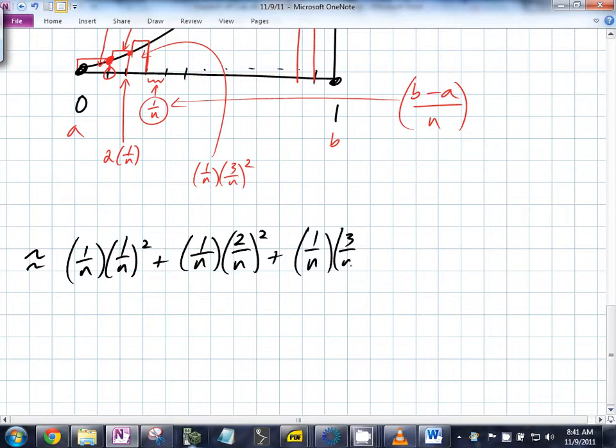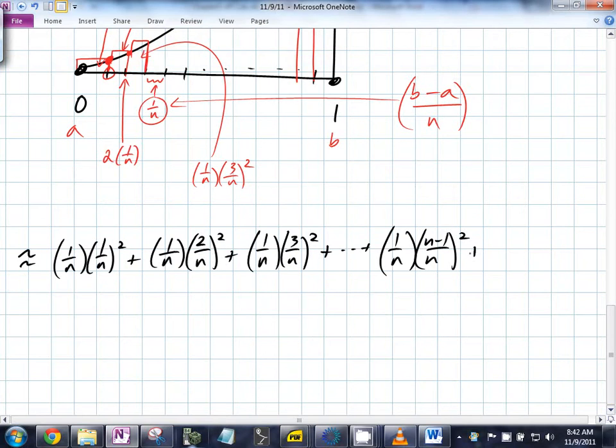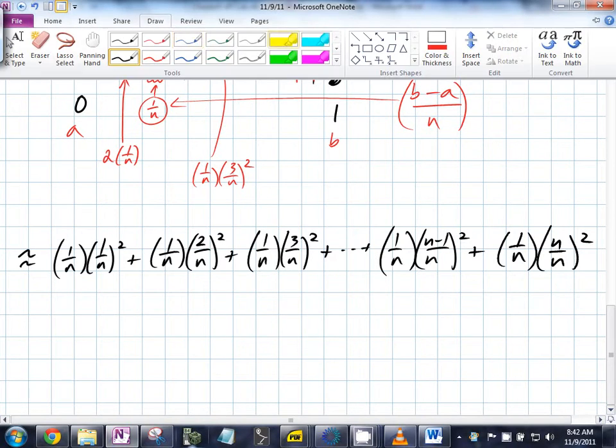Plus, what's the second to last one? 1 over n times n minus 1. Not 2. That was 1 over n squared. Let's make this a little smaller. Plus what? 1 over n times. It helps to keep it in n over n form. Keep it like this. I'll put a star there because you need to see how it ends. Just believe me on that for now, okay?